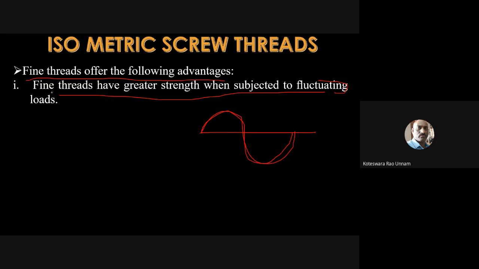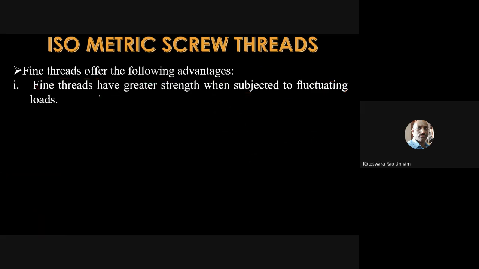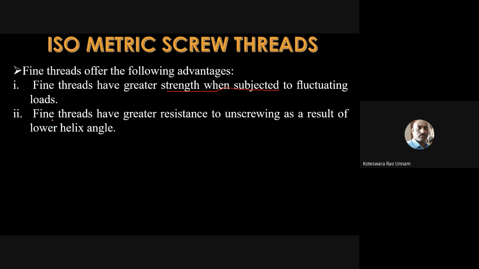Now if you go for fine threads, that means more threads for a given length, then that problem may be overcome to a certain extent. Therefore, this is one of the advantages of fine series threads: they have greater strength when subjected to fluctuating loads. Fine threads have greater resistance to unscrewing as a result of low helix angle. We already said unscrewing here. Unscrewing means loosening of the nut, loosening of the joint.